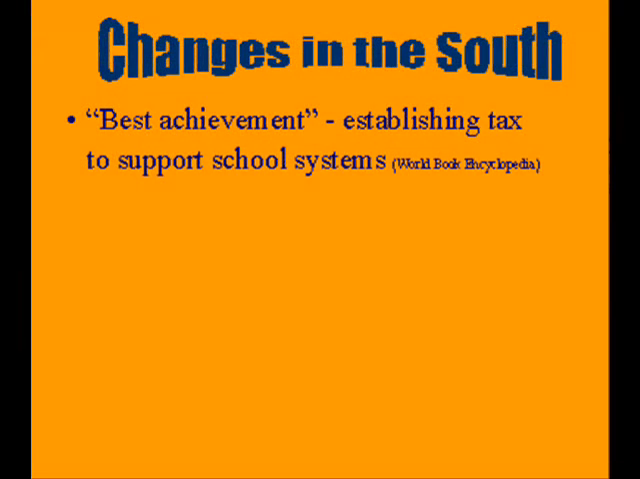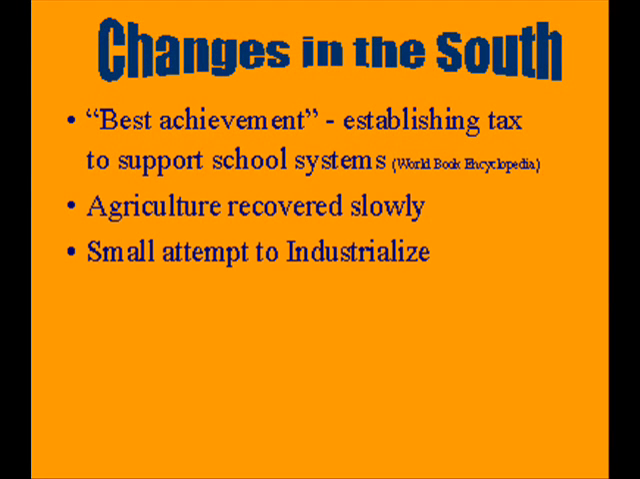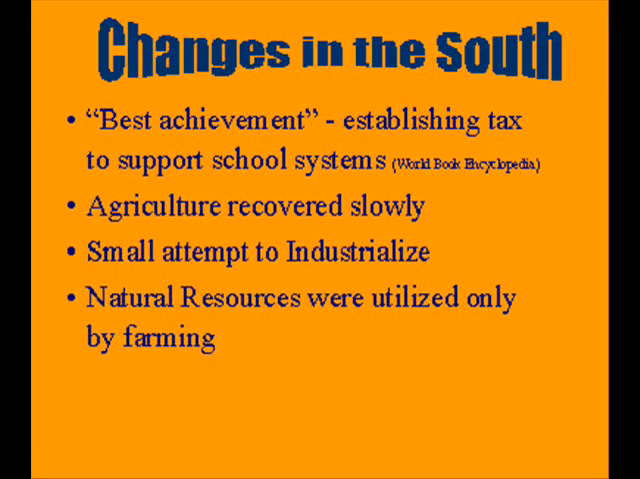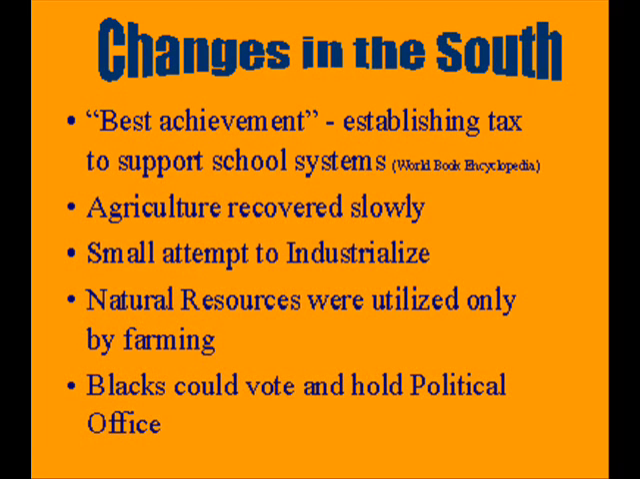State governments established taxes that supported school systems. States took over school systems established by the Freedmen's Bureau and built many more. Agriculture, the basis of the South's economy before the war, recovered very slowly. Also, labor resources were becoming more and more scarce. A small attempt was made by state governments to industrialize the South by adding railroads and industry.